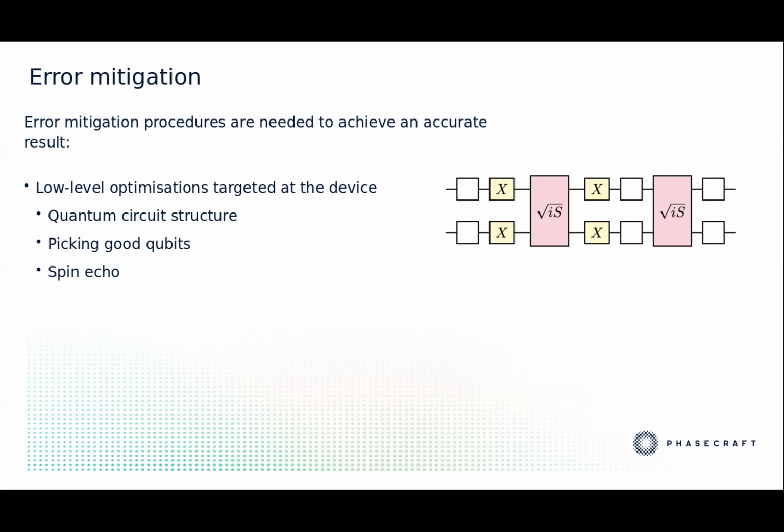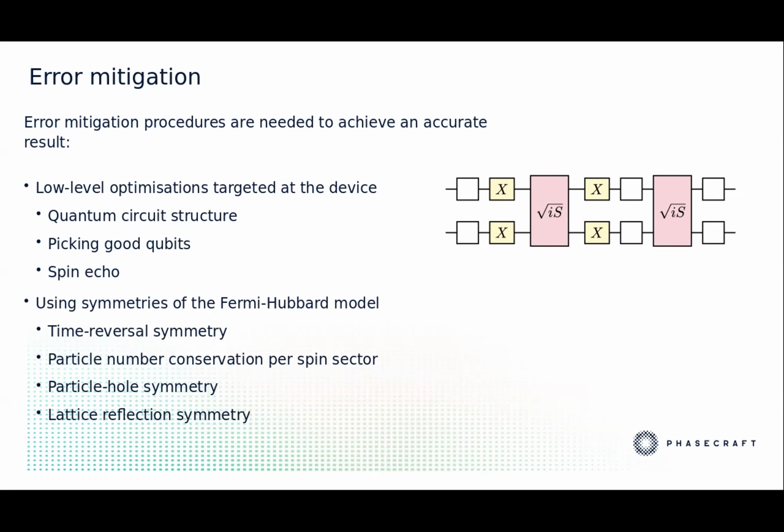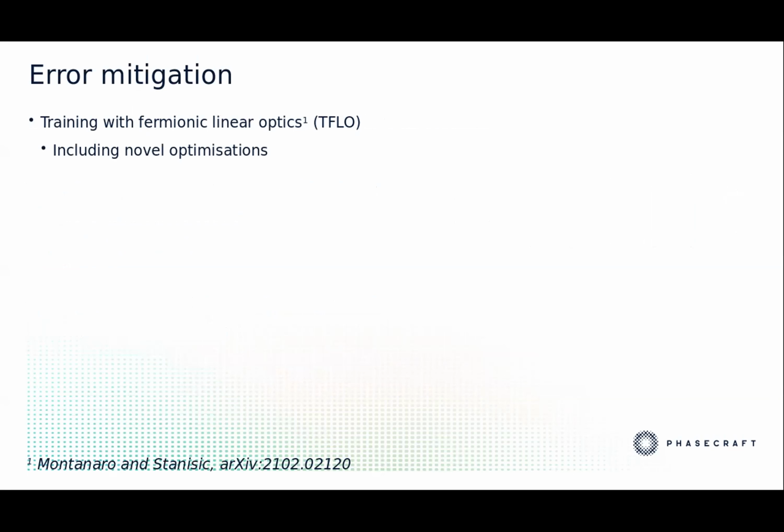Of course, we also pick good qubits and optimize the quantum circuit for doing that. And on the physics side, we also use the symmetries of the Fermi-Hubbard model to essentially symmetrize all the bit strings that we are getting out from the device, using lattice reflection symmetry, particle-hole symmetry, also post-selecting. We know how many electrons we created at the beginning, and if we measure at the end a different number of electrons, we discard that run because, of course, there was an error in that run.